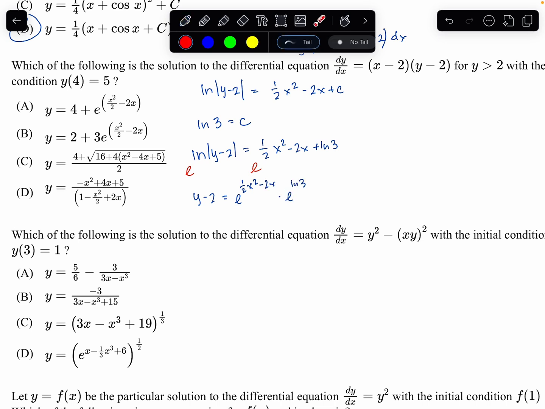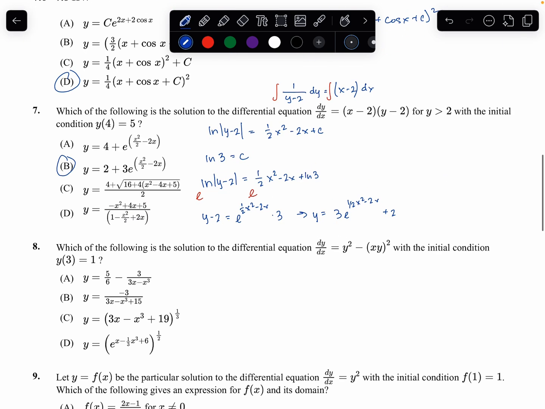Now, the reason why I would do that is because this is a natural log and this is a base e, kind of the same thing here. That's going to cancel, and this coefficient is just going to be 3. So this is going to be times 3. And so then I'll get y is equal to 3 times e to the 1/2 x squared minus 2x plus 2. So then that will give me the answer of B.